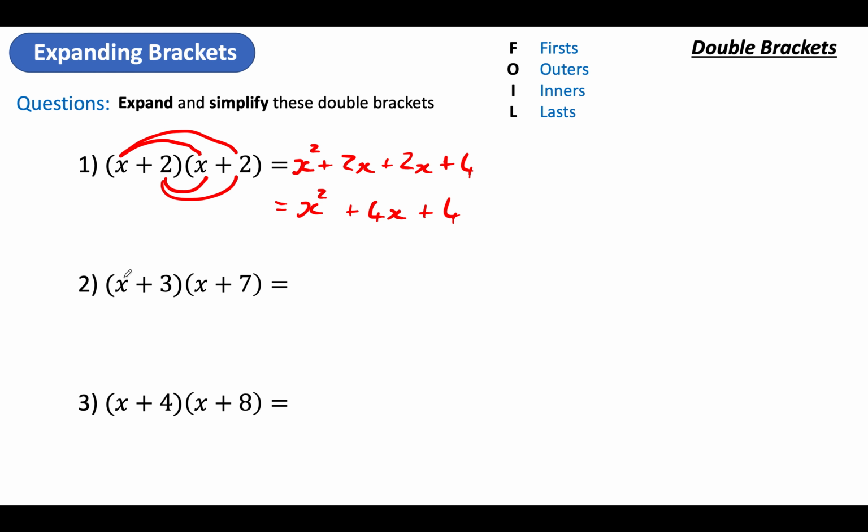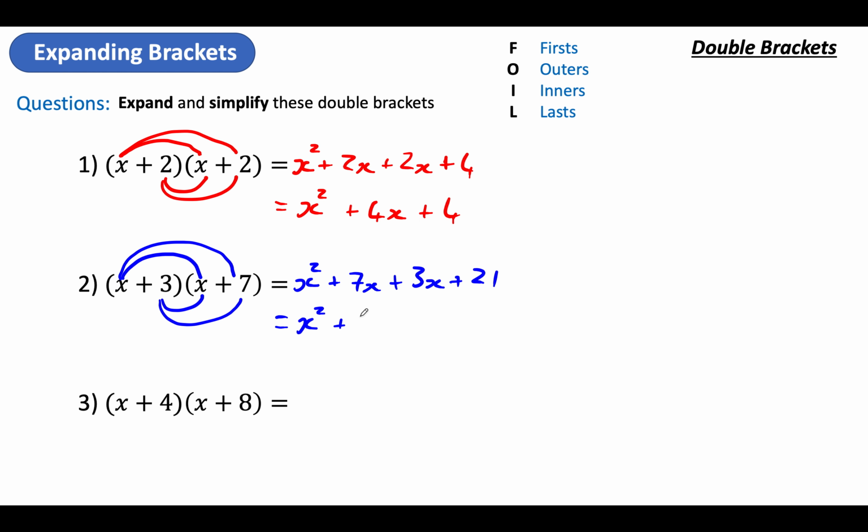Next one, first thing in each brackets. X times x is x squared. Outers, outside things, x times by the 7. But that would be 7x. Remember, this is all multiplying. The 2 brackets are touching, so it means multiply. And then inners, 3 times by the x is 3x. And then 3 times by the 7 is 21. So that's it expanded. Now let's simplify. X squared, well, I've got 7x, and I add 3x to it to get a total of 10x plus 21.